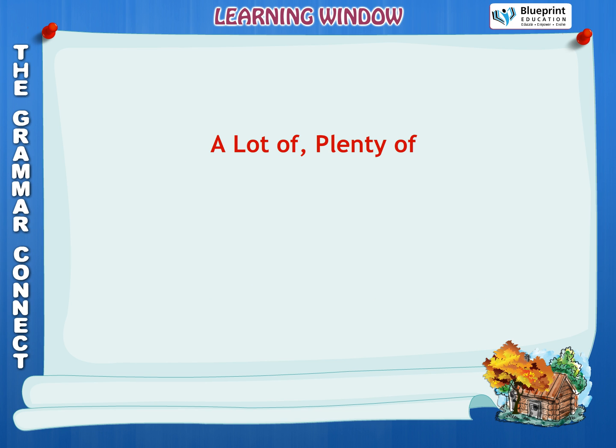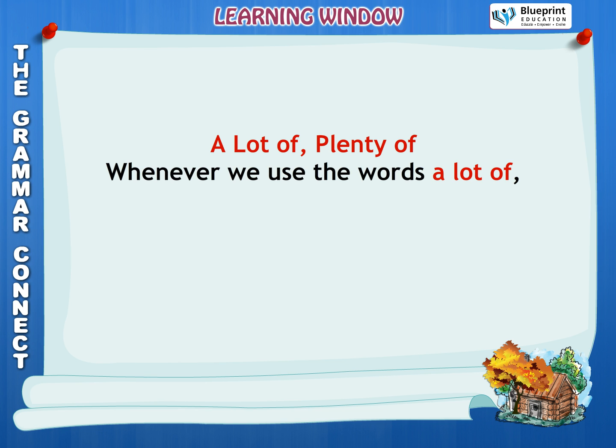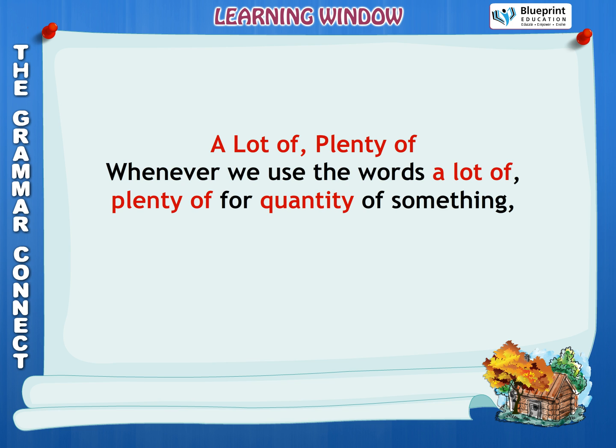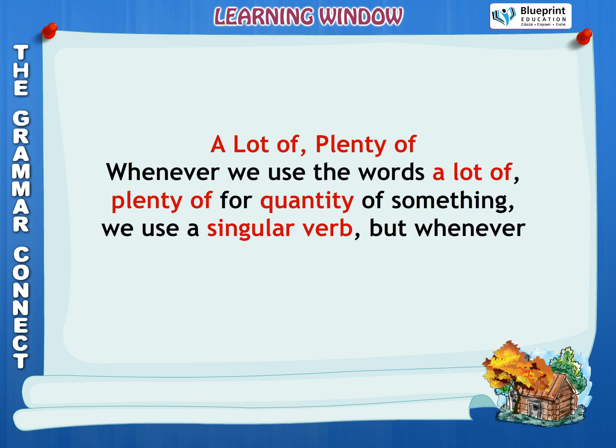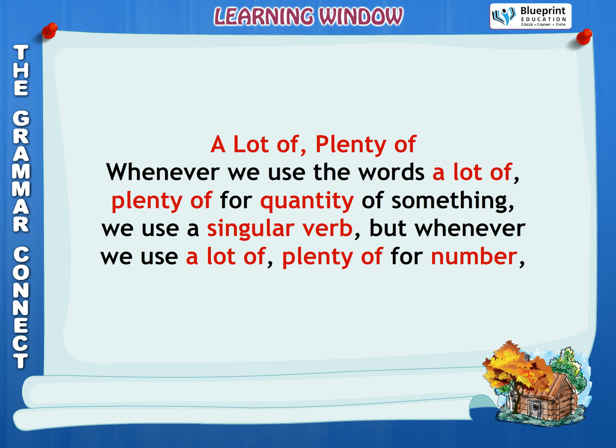A lot of, plenty of. Whenever we use the words a lot of, plenty of for quantity of something, we use a singular verb. But whenever we use a lot of, plenty of for number, we use a plural verb.